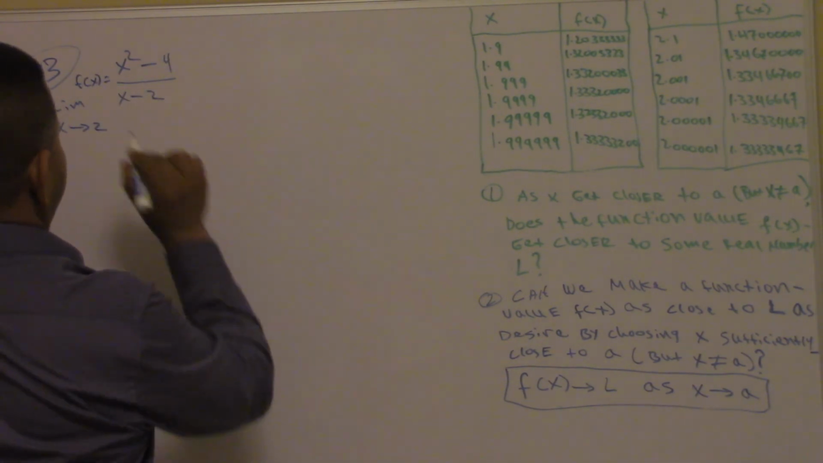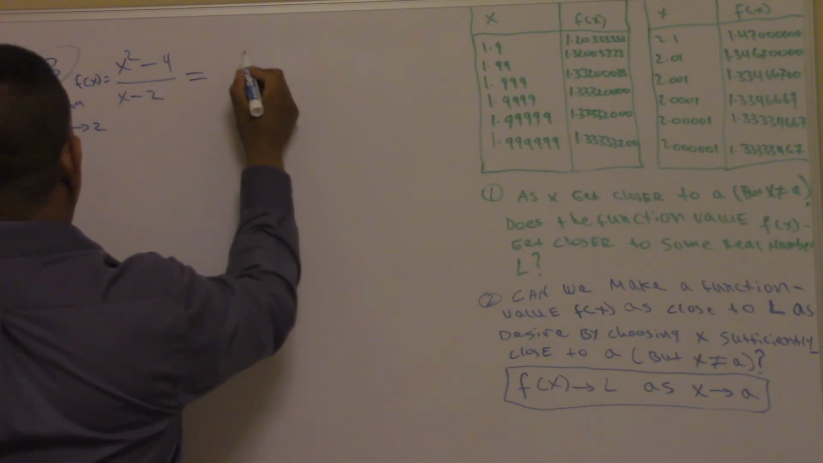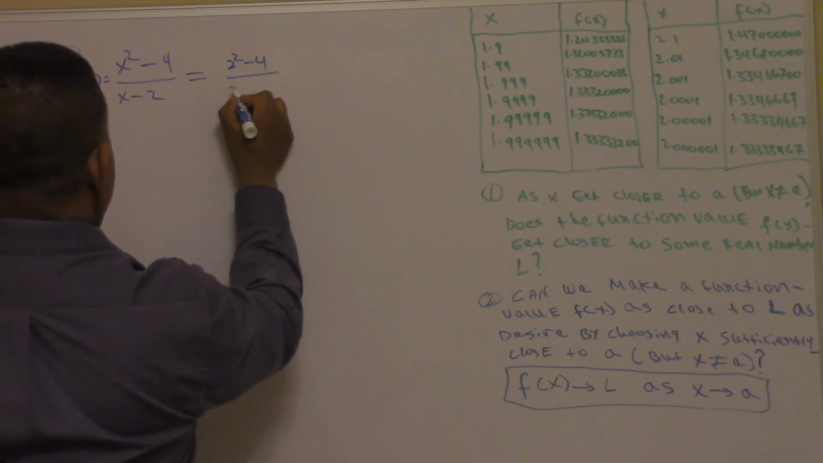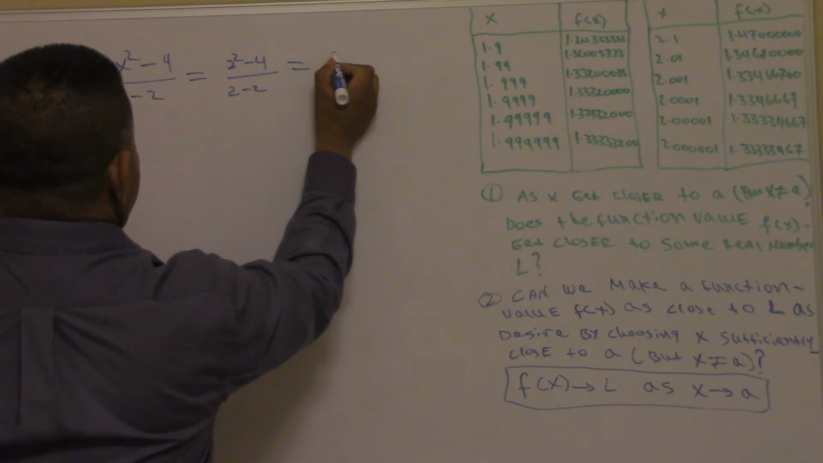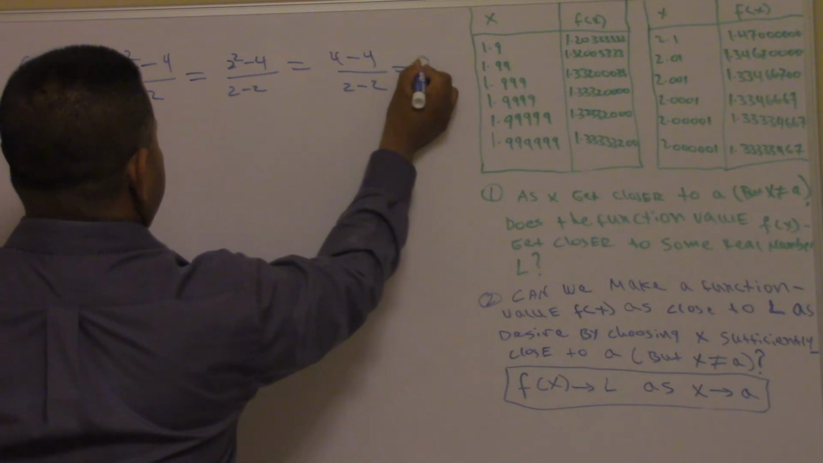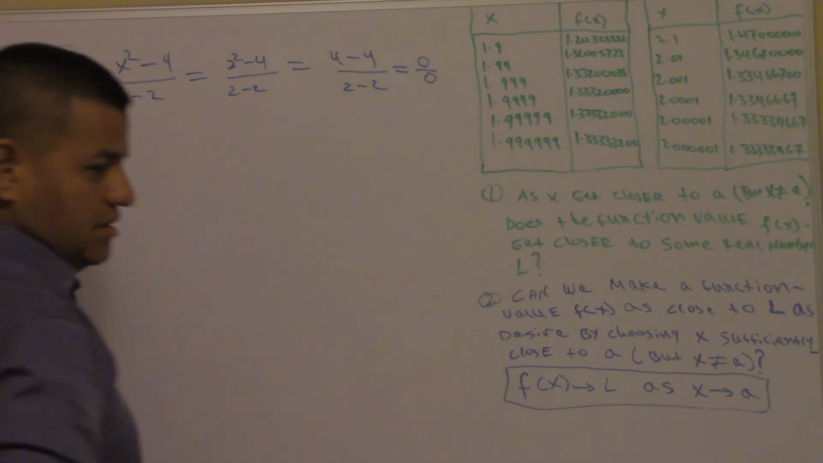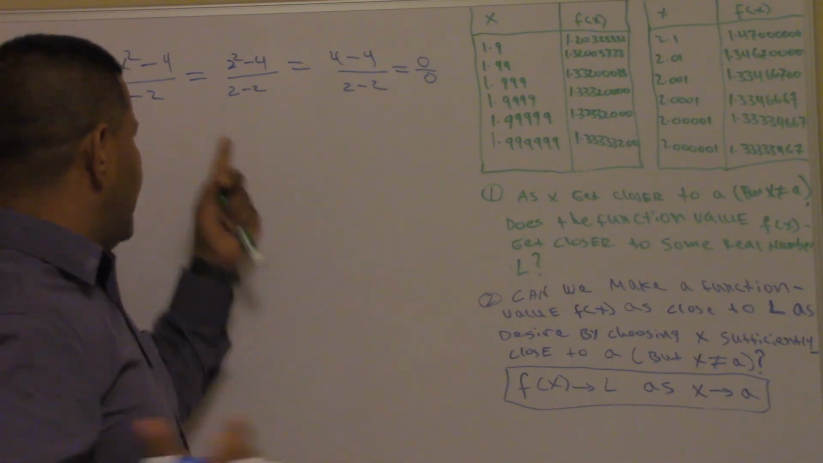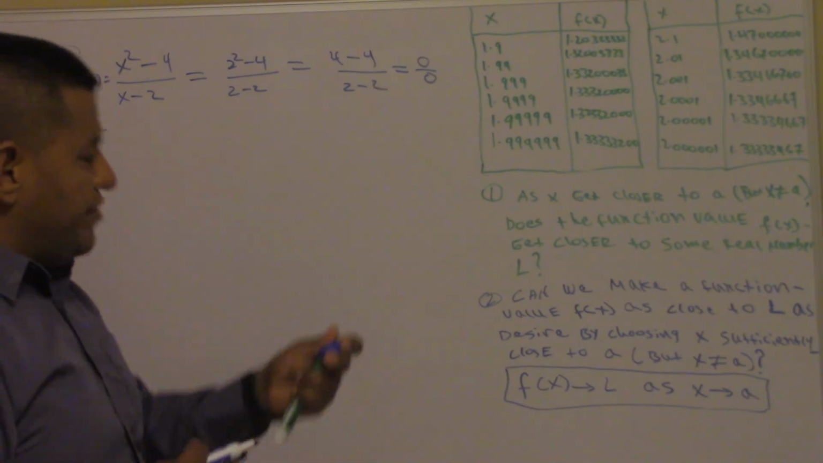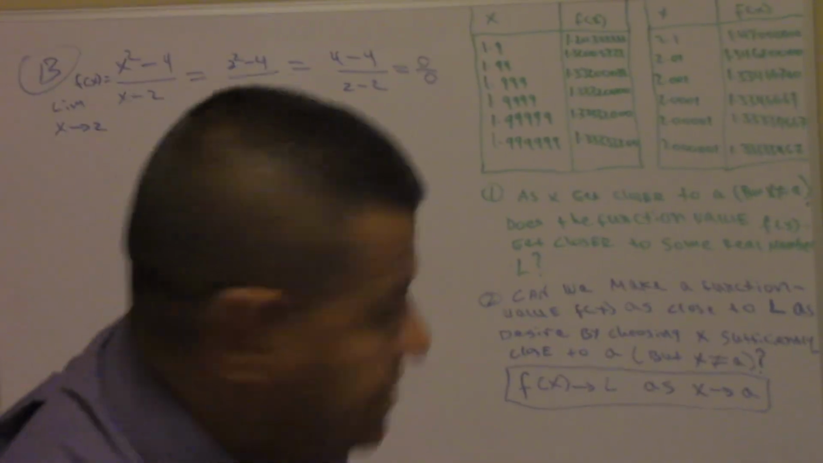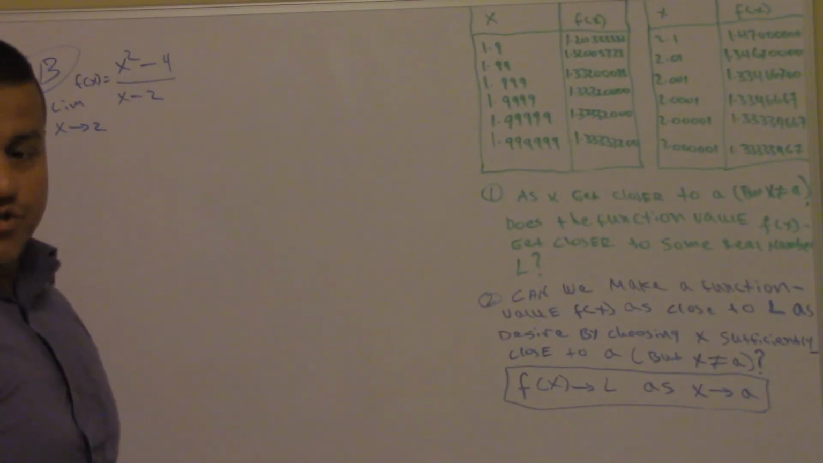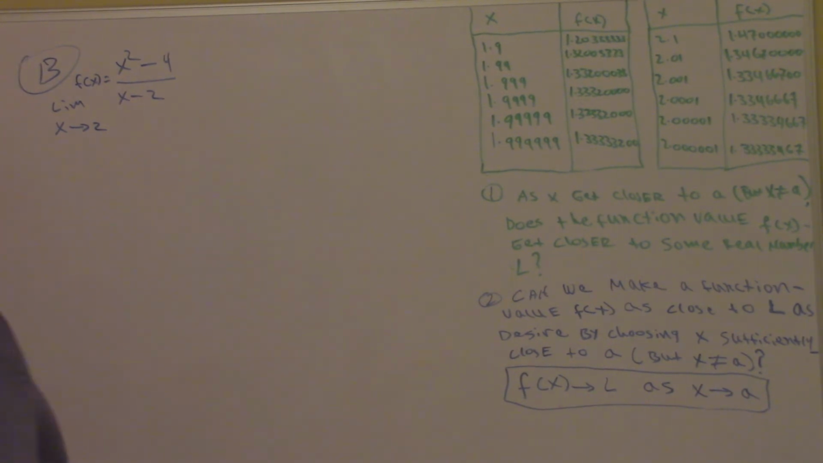If I plug in 2, then it's going to be nothing but 2 squared minus 4 over 2 minus 2, which is 4 minus 4 over 2 minus 2, which is 0 over 0 again. So just by plugging it in, it doesn't work, because 0 over 0 is undefined. So what I need to do is factor and see what I can do with this function.